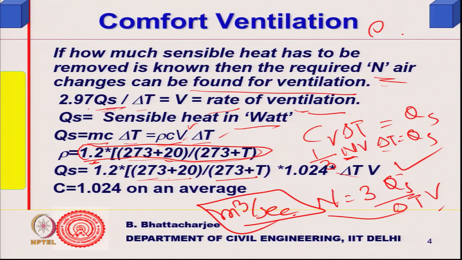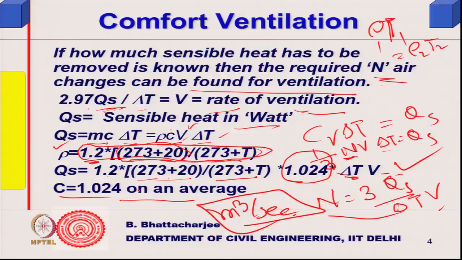rho into T, rho 1 T1, must be equal. So 273 plus 20 is the temperature corresponding to 1.2, and dividing gives rho at any temperature. So this, 1.02, is the C taken, delta T into V. So on average C is taken as this.